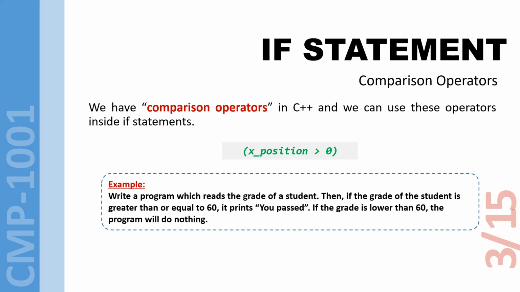Okay, let's look at a very simplistic example of using the if statement. Write a program which reads the grade of a student. Then, if the grade of the student is greater than or equal to 60, the program should print out "you passed". On the other hand, if the grade is lower than 60, we don't want the program to do anything. The program shouldn't do anything at all.